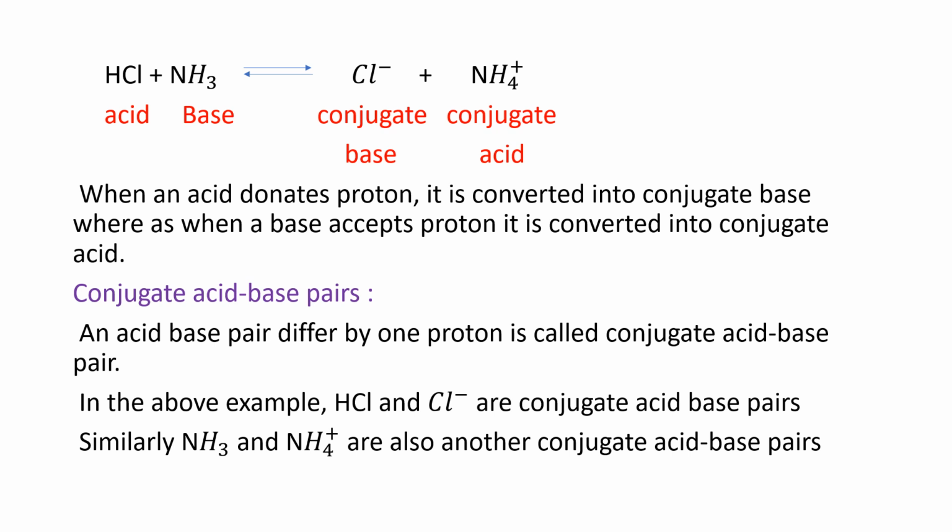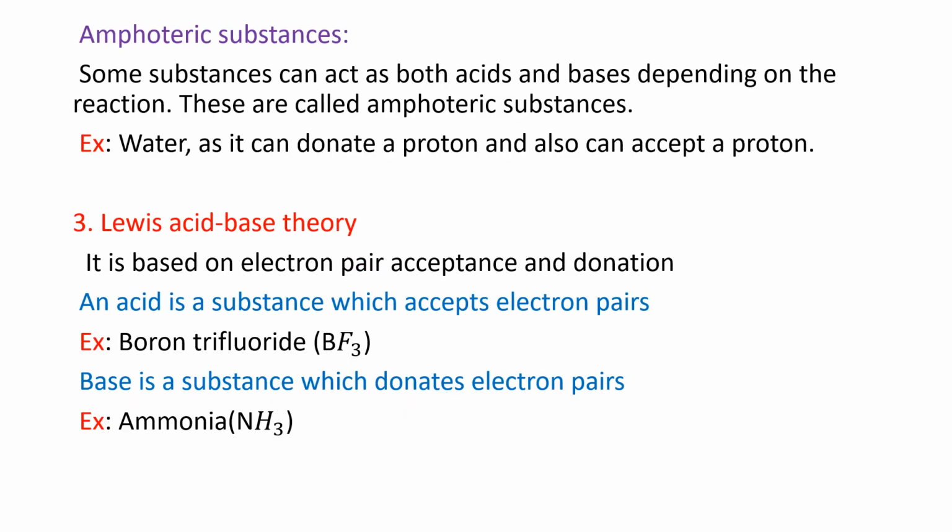Now, this theory also has its own limitations. It is unable to explain the acidic nature of some substances like silica and so on. Also, this theory is unable to explain the basic nature of some substances like NaOH, etc., which are incapable of accepting a proton, since this theory is mainly based on proton donation and proton acceptance. Now let's go for the next one.